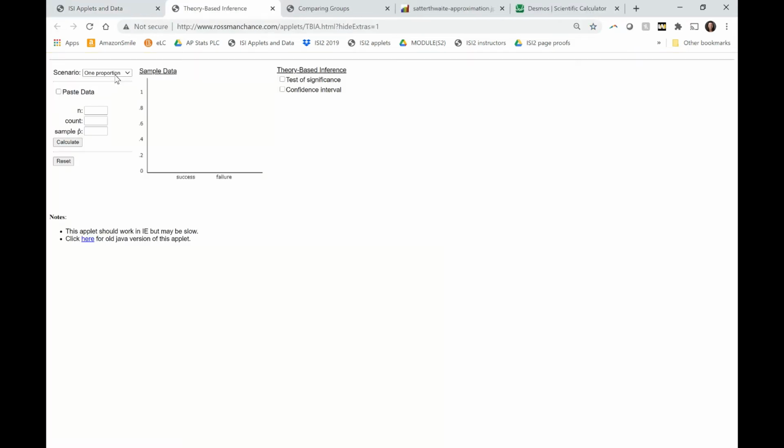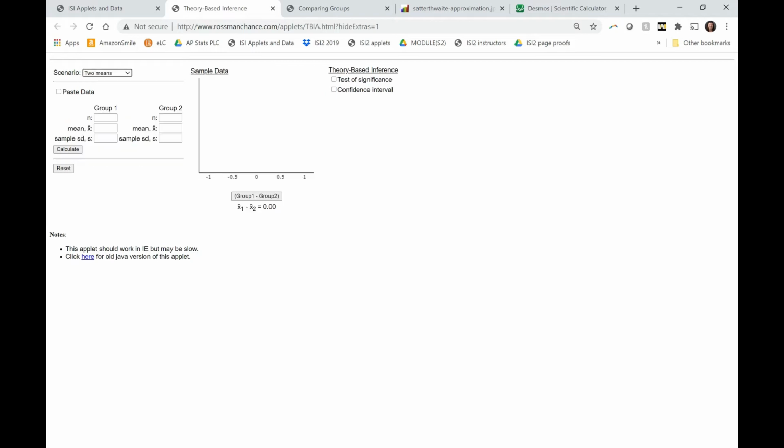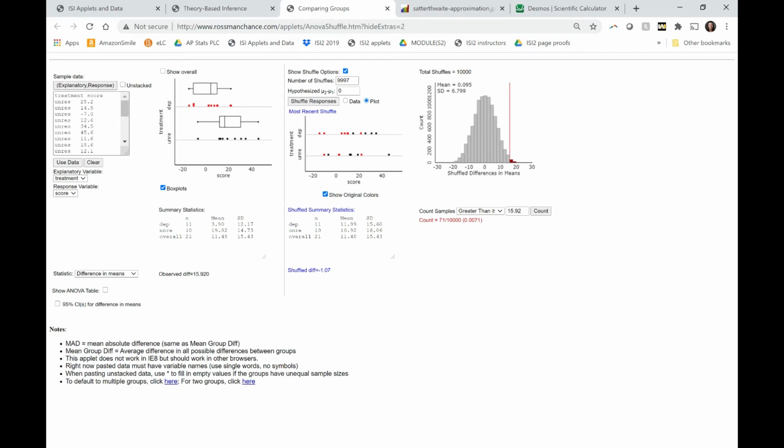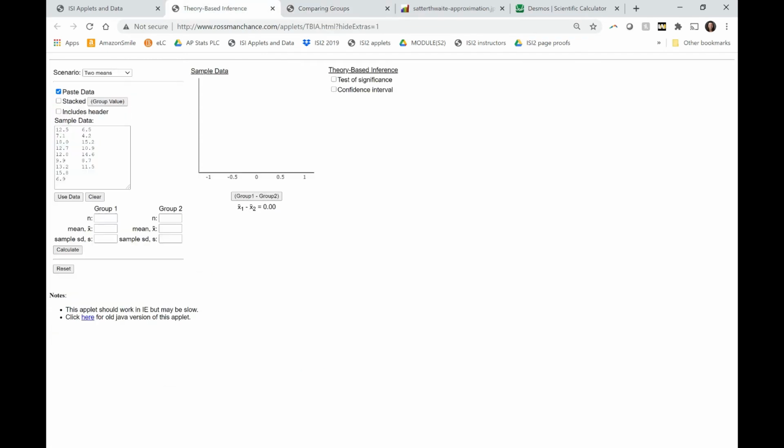And there are actually two different ways that we can do this. We're going to go down to two means. One way would just be to type in the sample sizes, the means, and the standard deviations for each group. The other way is to actually paste in our data. So I'm going to copy the data from this applet, and the format of that was stacked. By stacked, they mean that you've got the group on the left side and then the response on the right. Also, it had headers in it.